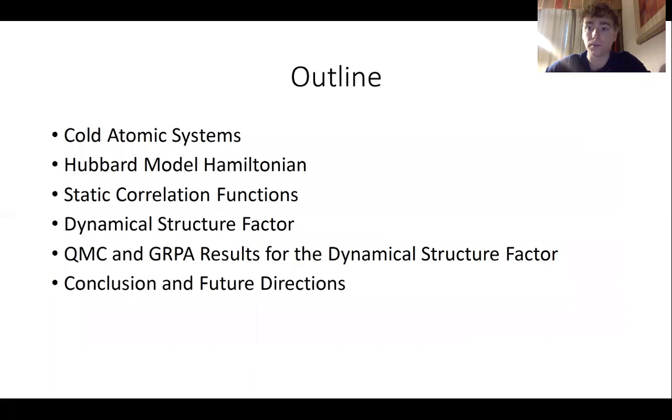So here's the outline of my talk. I'm going to briefly overview cold atomic systems, the Hubbard model Hamiltonian, static correlation functions, the dynamical structure factor, and I'll also talk a little bit about quantum Monte Carlo and also our random phase approximation results for the dynamical structure factor. And then I'll talk a little bit about where we might like to go with our research.